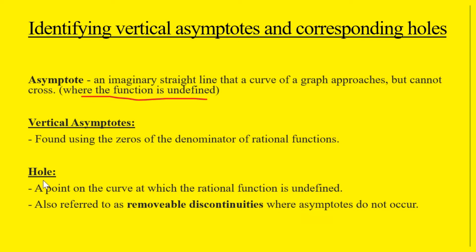Then if we want to identify the hole in the graph, the hole is just a point on the curve at which the rational function is undefined. So think about if we have an open circle somewhere on that graph, then that lets us know that we have a hole there where the function is undefined. We also refer to this hole in the graph as a removable discontinuity, and this is where an asymptote does not occur. So if we have a removable discontinuity, we're just saying we have a hole in the graph, and you can think of it as a point on the graph being removed from that graph.